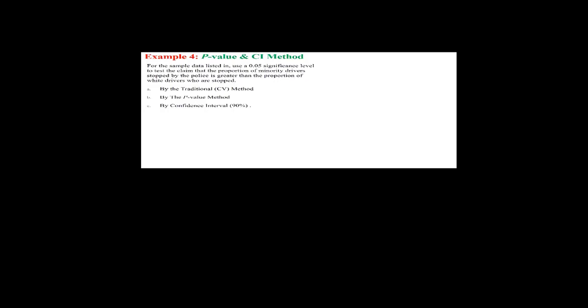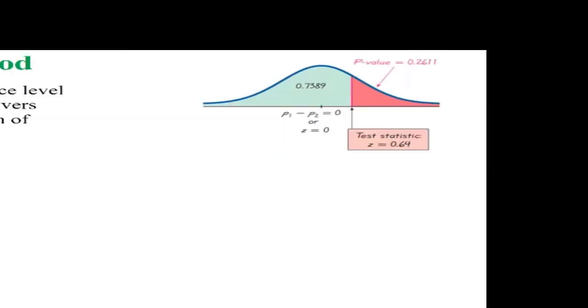The traditional method was just done. Going back to the concept of a p-value, you need the area to the right of the test statistic. This is what you need. The test statistic was calculated as 0.6422, so the area to the right of it is the answer. We use two decimals for the sake of a table, which is limited, and we end up with a p-value of 0.2611, larger than alpha, and same result.